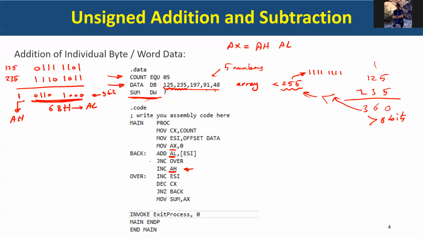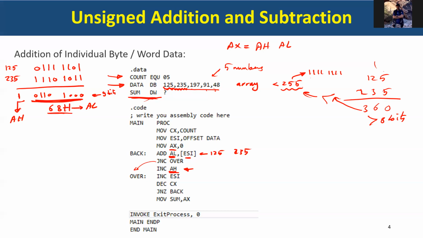That's why we say here, after adding AL and what's inside the memory, in the first iteration, we're going to add 125 and 235. And we said here jump not carry to over. If there is no carry, go to over, but if there is a carry, increment AH. Of course, in the first iteration, we're going to have a carry, so AH will be incremented and AH will have 1, and AL will have this number here, 68 hexadecimal.